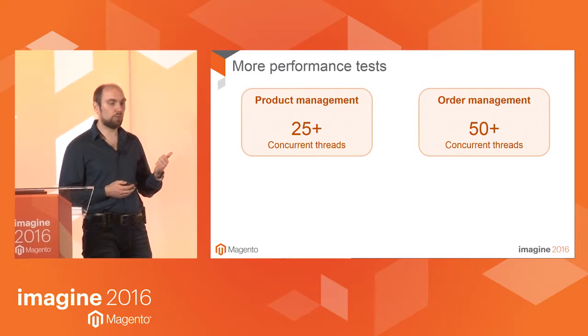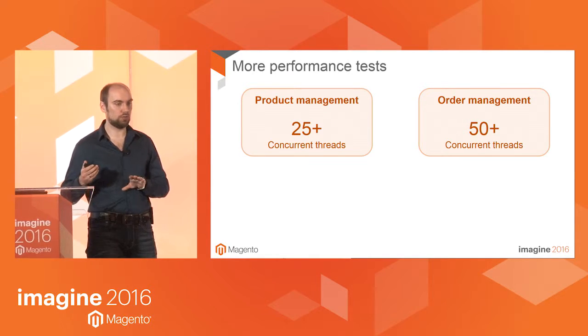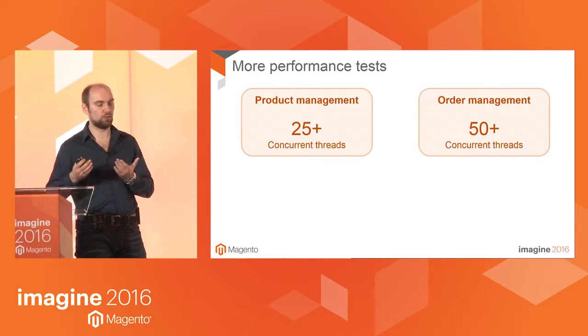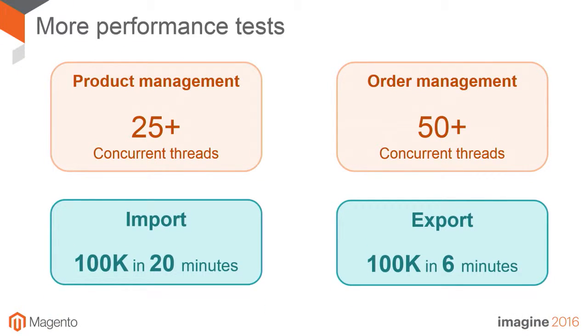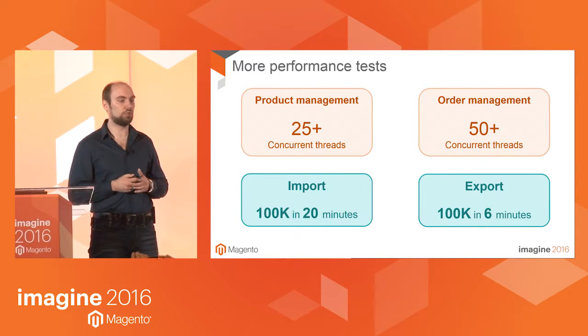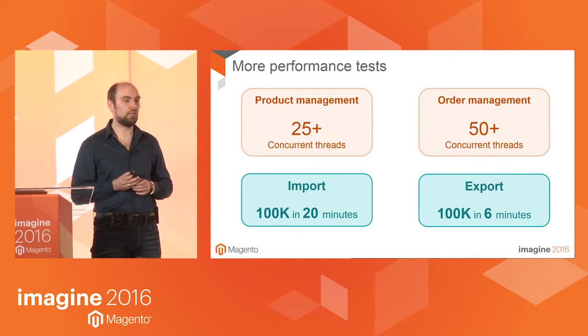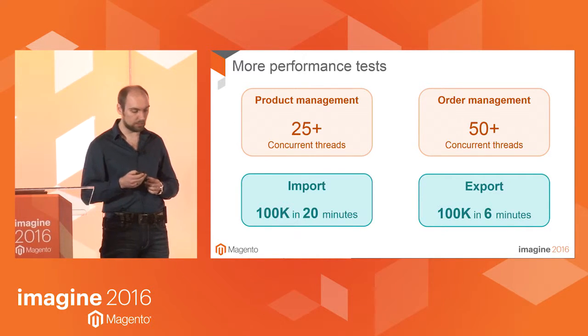Order management can support 50 plus concurrently working users, and this number is fully independent of how much load you have on your storefront checkout, because Magento 2 separates load on storefront checkout and order management. And two more measurements actually also deserve to be mentioned. It's import and export performance that has been reworked as well. Now you can import 100,000 products into a database in less than 20 minutes, as well as export the same amount of products in less than 6 minutes.